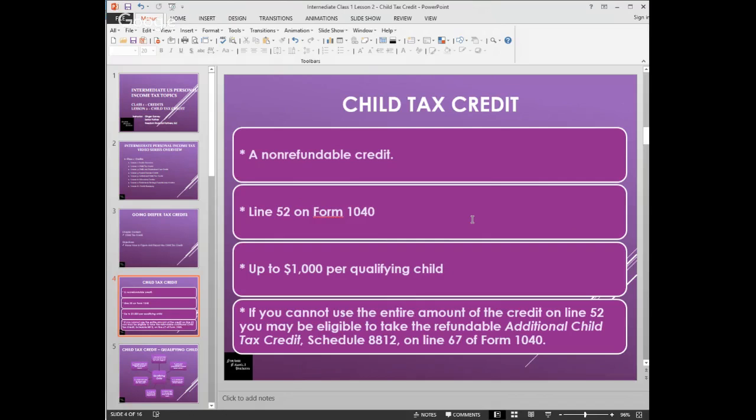If you cannot use the entire amount of the credit on line 52, you do not owe as much in taxes as you are eligible to receive. You may be eligible to take the refundable credit, the additional child tax credit. That is using Schedule 8812 and is handled on line 67 of the Form 1040, and there will be another lesson specifically dealing with the additional child tax credit.